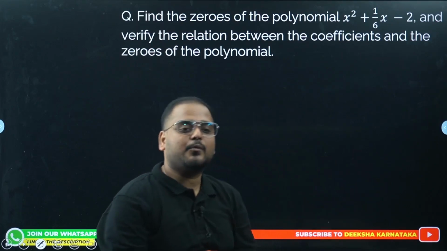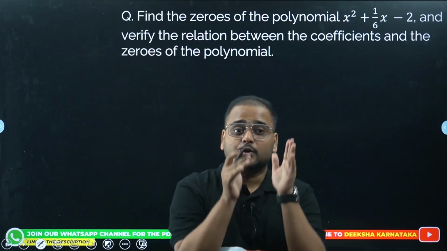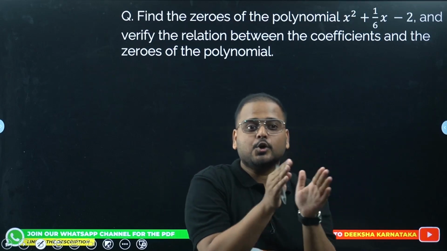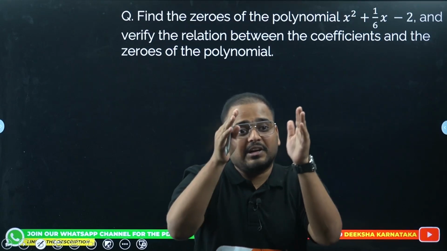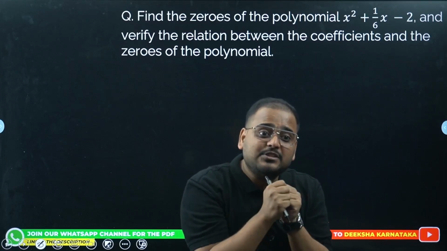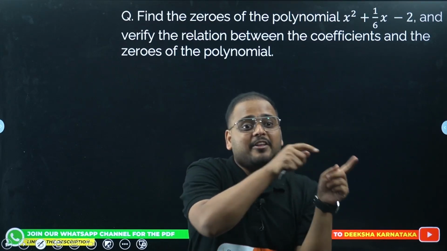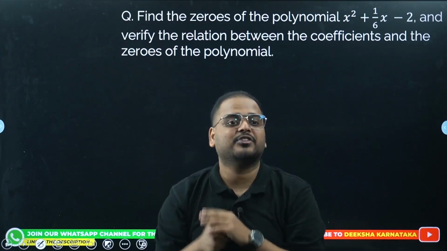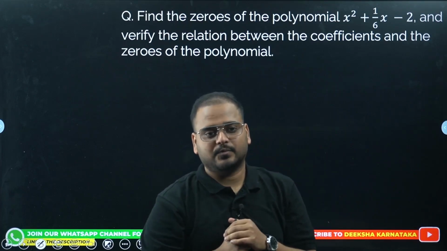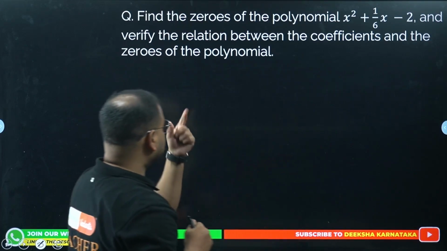So basically the question has two parts. First part is to find the zeros. Second part, whatever are the zeros, take the sum of the zeros, take the product of the zeros and verify that with the coefficients rule that we learned right now. Okay, great. So let's take the question.